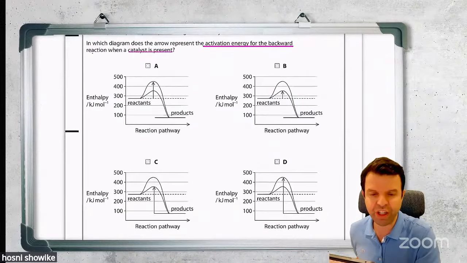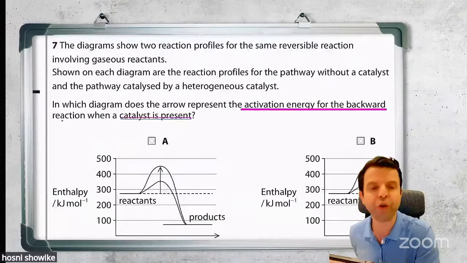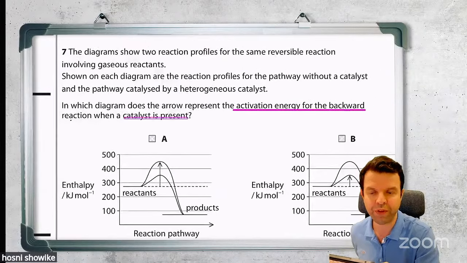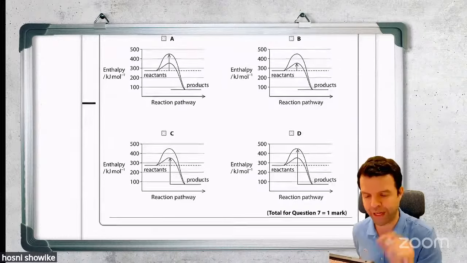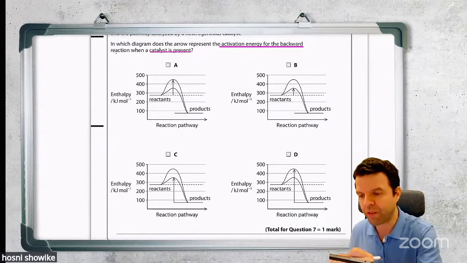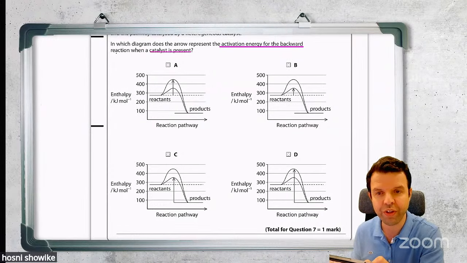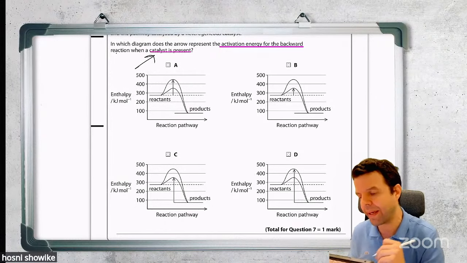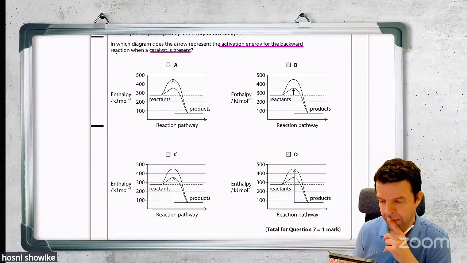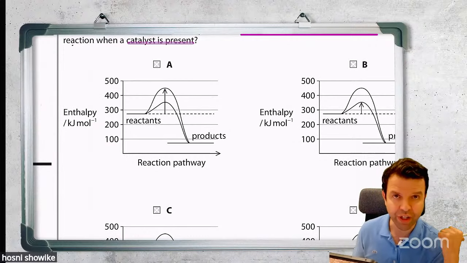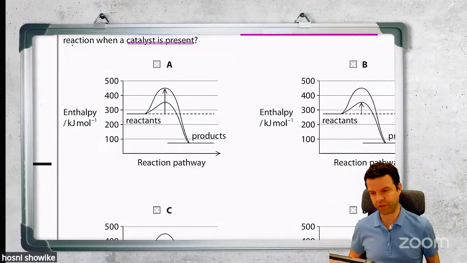Now, they gave me the energy profile of many diagrams, but this one's quite different because it is for a reversible reaction. Okay? So this is a reversible reaction, and they're giving me the profile of this reaction. Look what they want me to do. They said, find the one where it shows activation energy for a backward reaction when a catalyst is present. So I'm going from product to reactant. Agreed? If it's reversible, this means I am going from the product backward to the reactant.